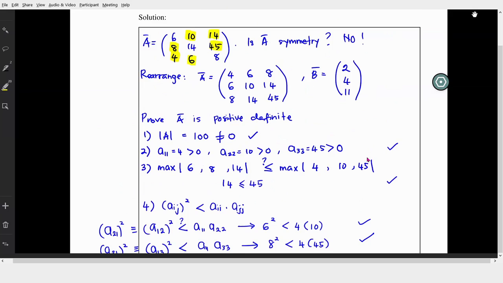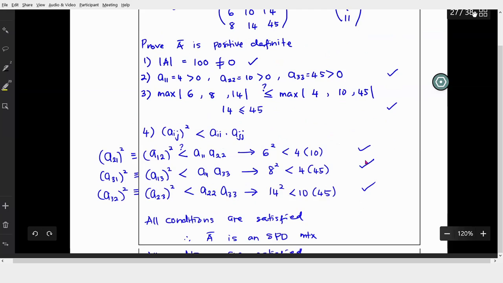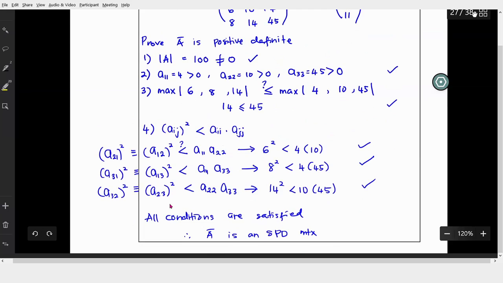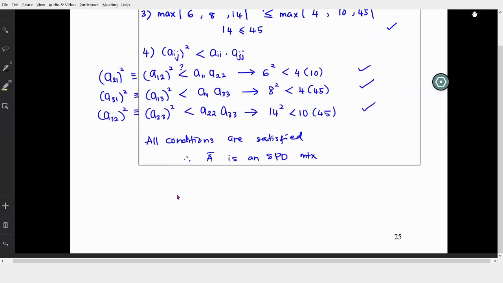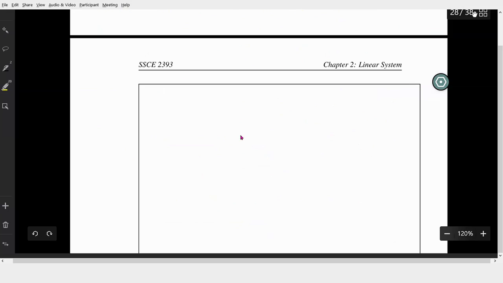So you need to show all of them. You cannot skip any one. In fact, for criteria number 4, you need to check every element in the matrix A. So that is the first task, to prove A is symmetric positive definite. Once we have confirmed A is an SPD matrix, only then we can proceed with the Cholesky. Therefore we proceed with the Cholesky method, proceed with the calculation.